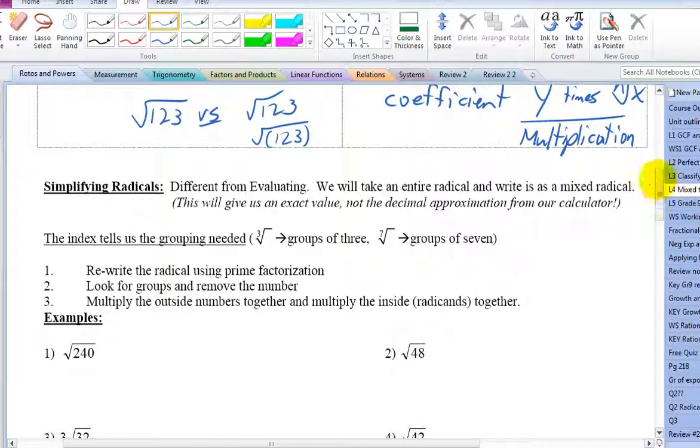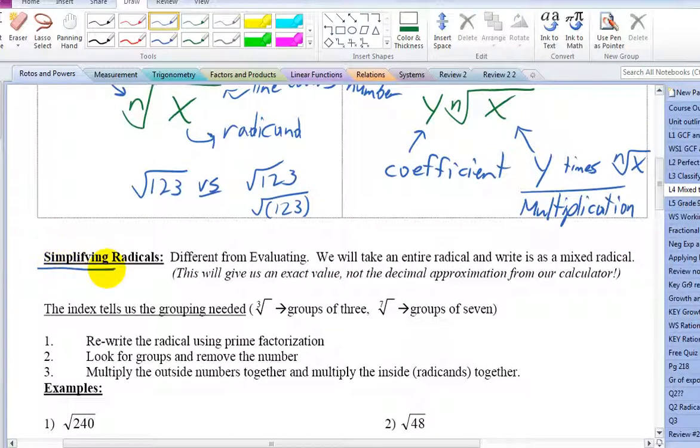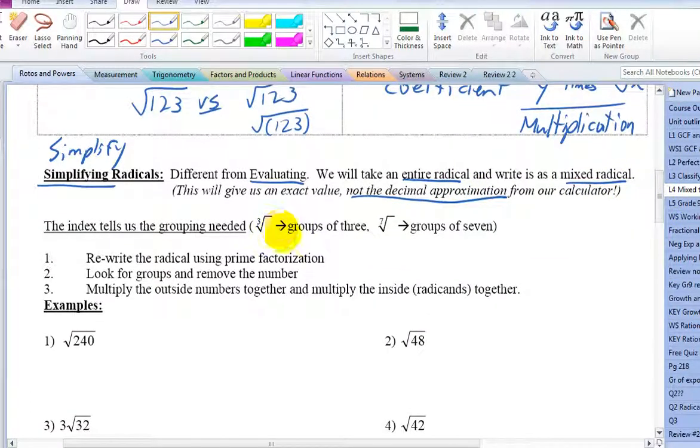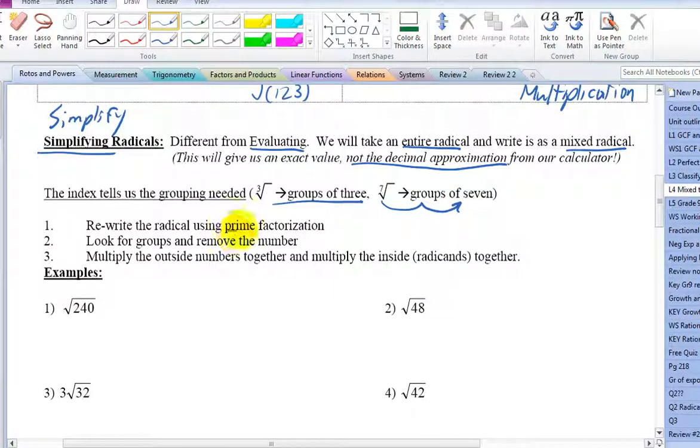Okay, so what we're going to do is we're just going to be simplifying. Your instruction will be to simplify. It doesn't mean to find an answer. It means to, right, evaluating is what we've usually been doing. We want to find an exact value, so not the decimal approximation. So this would be a non-calculator. But for big numbers, use a calculator to help you a little bit. Okay. We can take the entire radical and write it as a mixed. The index will tell us to look for groups of 3, or if it's a 7, then you're looking for groups of 7. Okay. What we're going to do is use prime factorization to help us.